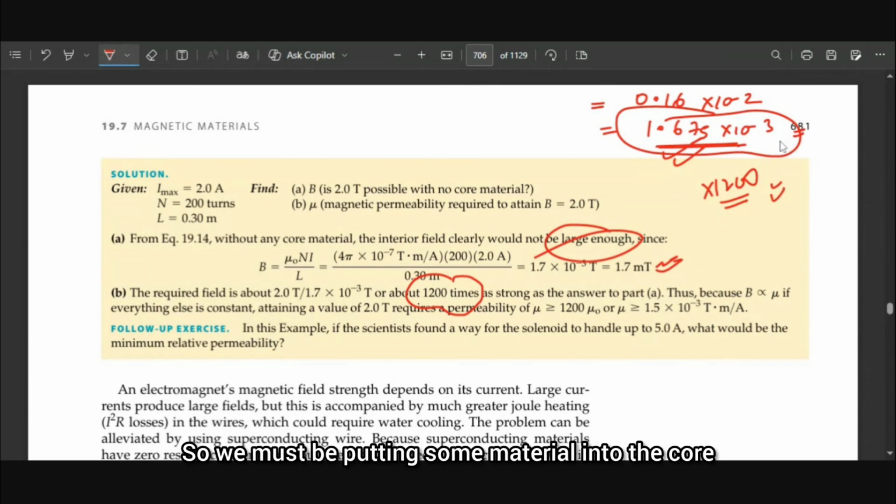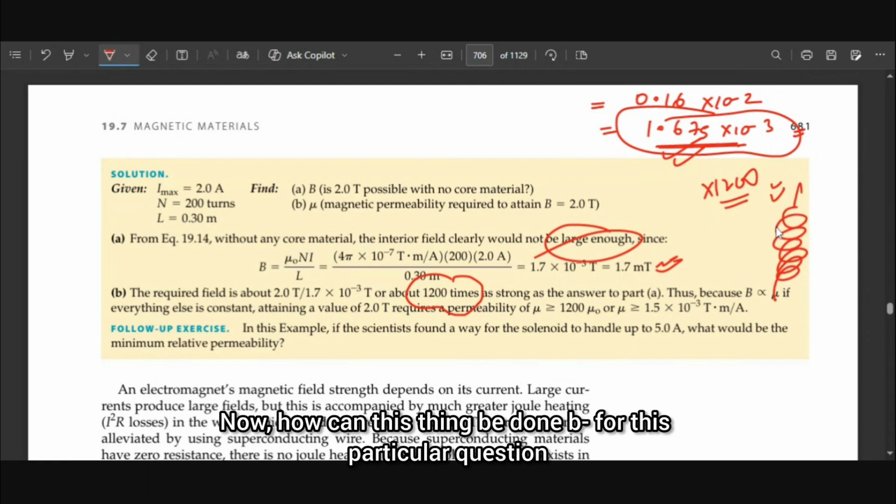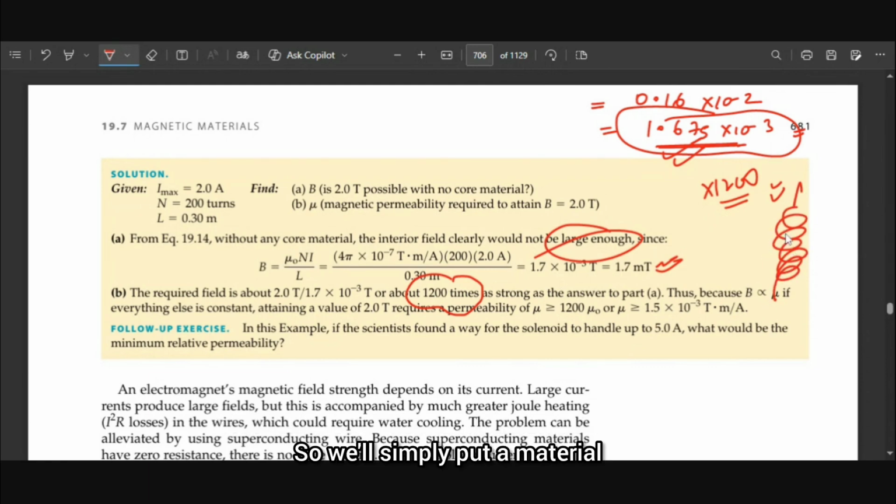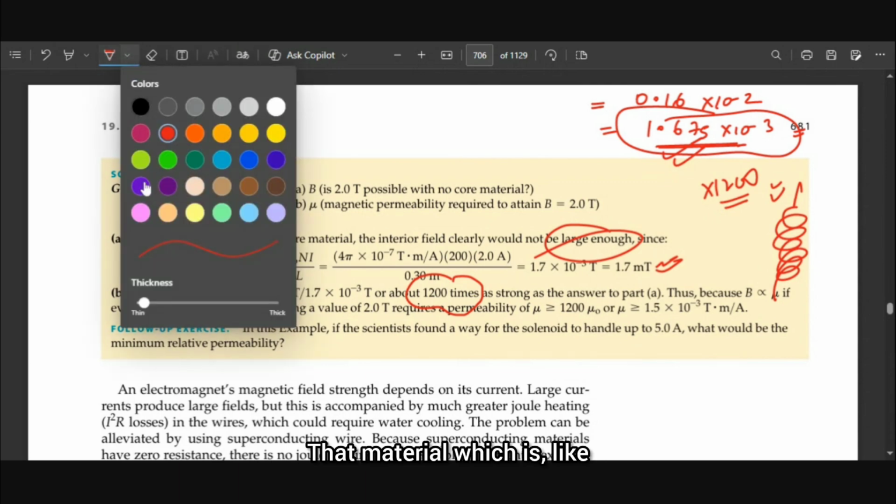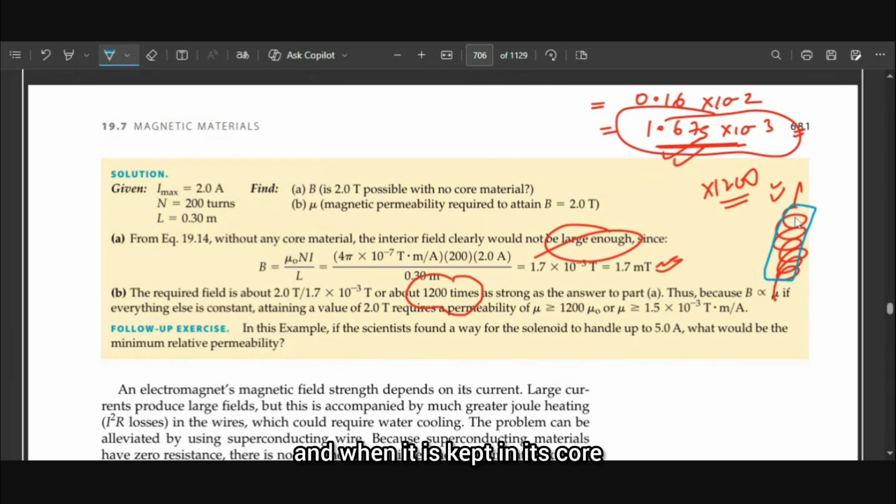So we must be putting some material into the core. Now, how can this thing be done for this particular question? We'll simply put a material which is hugely magnetic in nature, and when it is kept in its core, that material will pull the magnetic field strength to the next level. Some materials can do that as well, and that is something we call ferromagnetic materials.